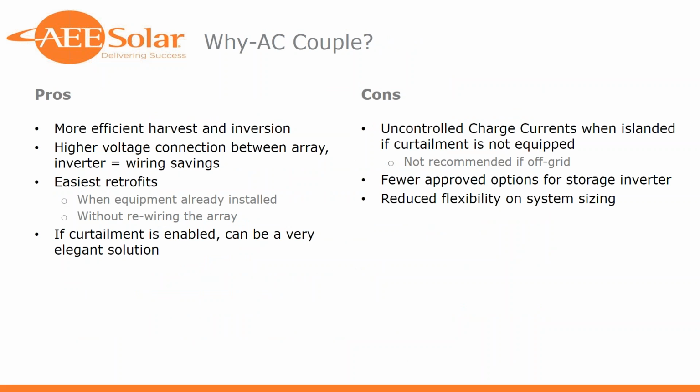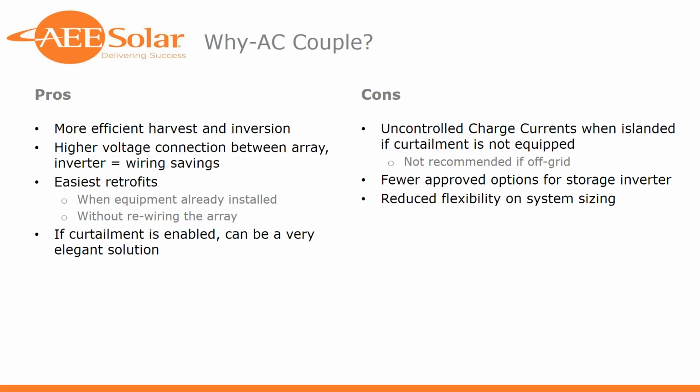Why AC couple? Let's walk through some pros here. Pros, as we just saw, much more efficient harvest and inversion when you're using power concurrently. Pros, higher voltage connection between the array is going to mean wire savings, if you've got long runs, or if above a certain system size is really when it gets impactful. Think about not just the 6 kW system, but 12 or 18. When you've got larger and larger arrays, obviously you're going to be taking those small unit savings and multiplying them over a larger array. More wiring savings there.